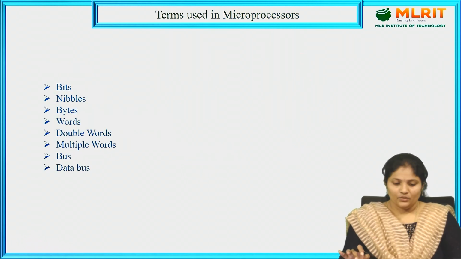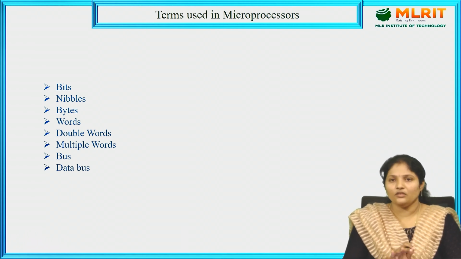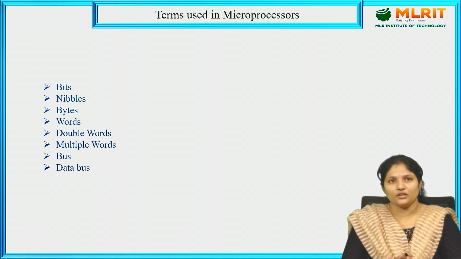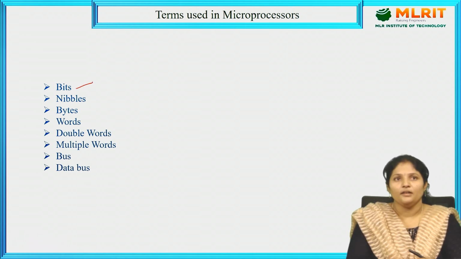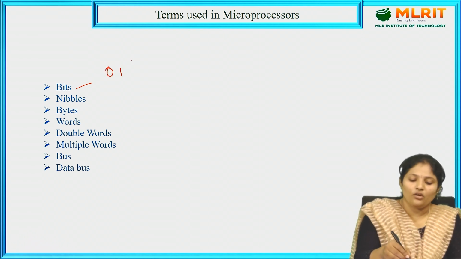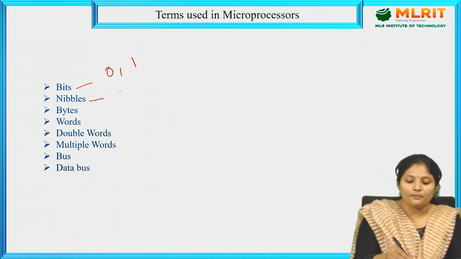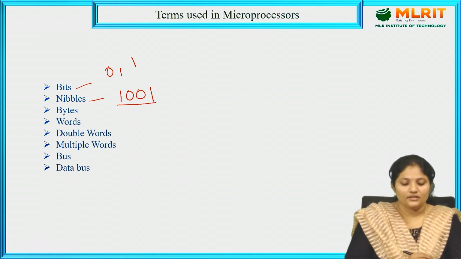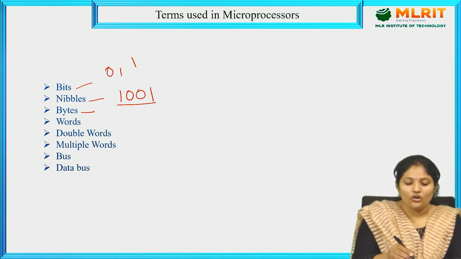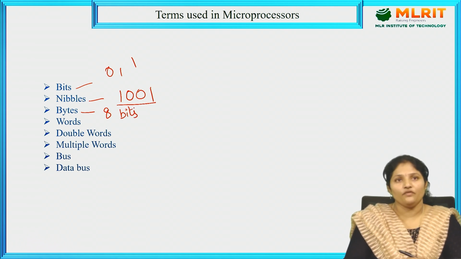Okay. So coming to the terms used. These are the terms we use in the microprocessor. Without knowing these, you are unable to understand the microprocessor topics. So what is a bit? As I already told you, a bit is the least representation of the binary number system. It can be 0 or 1. What is a nibble? A nibble is a combination of 4 binary digits. What is a byte? A byte is a combination of 8 bits.